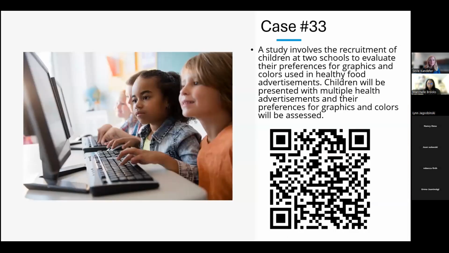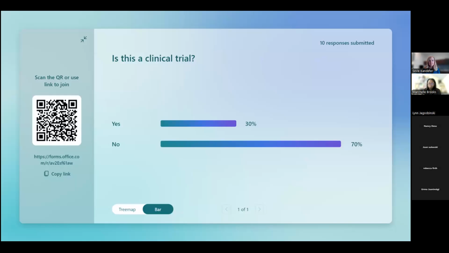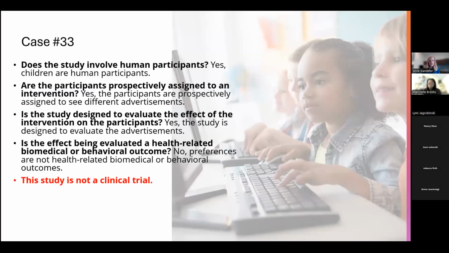Okay, last one. A study involves the recruitment of children at two schools to evaluate their preferences for graphics and colors used in healthy food advertisements. Children will be presented with multiple health advertisements, and their preferences for graphics and colors will be assessed. So is this a clinical trial? What do we think? Okay, we think no, and that is correct.